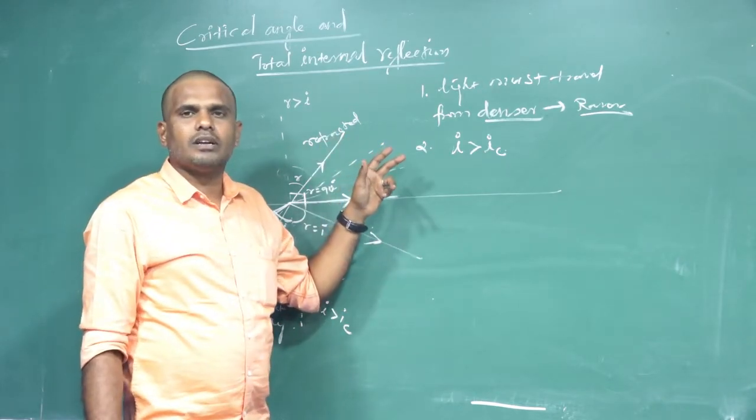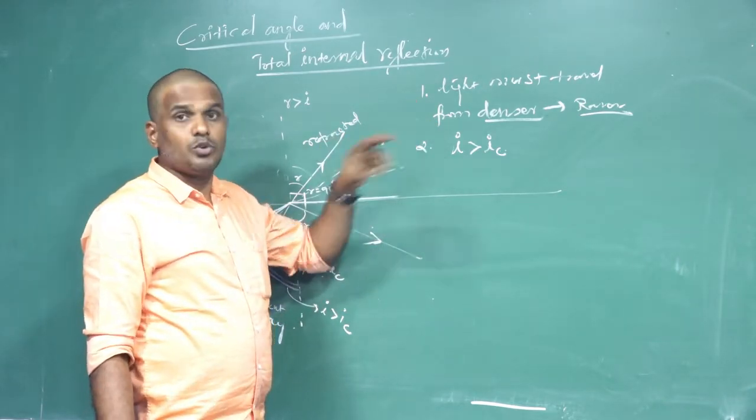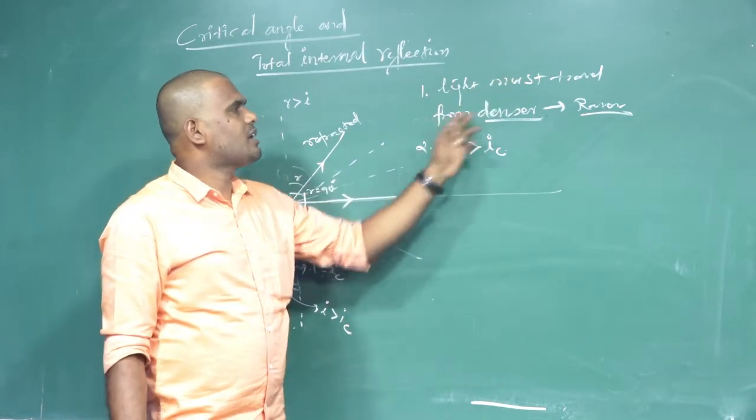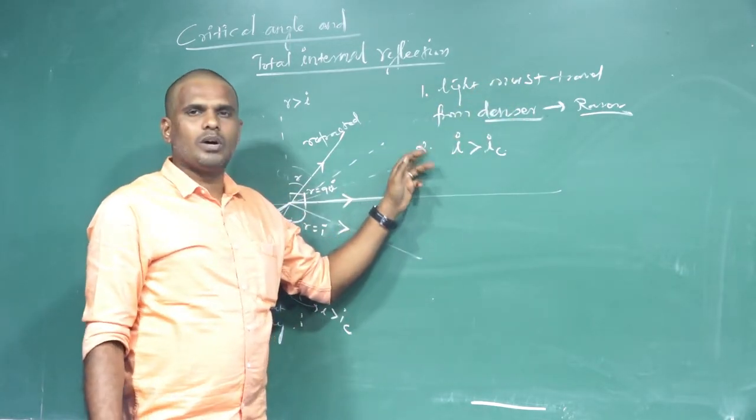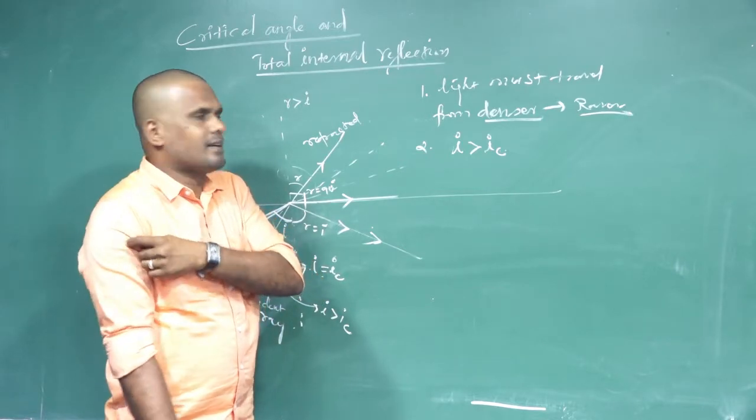So, in order to have total internal reflection, we need two conditions. Two conditions must be satisfied. One, light must travel from denser medium to rarer medium. Second one, the angle of incidence I must be greater than the critical angle.